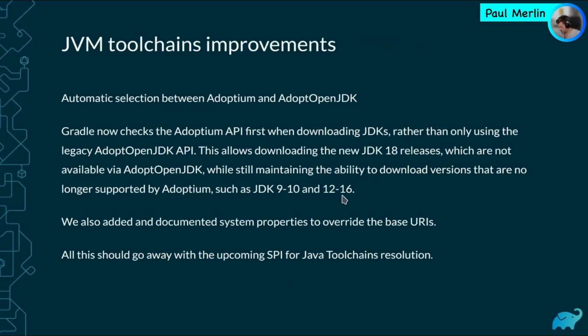So we made some changes to how JVM toolchains are resolved to follow up on the kind of a mess between AdoptOpenJDK and Adoptium. So we now check the Adoptium API first when downloading JDKs and fall back to AdoptOpenJDK if we cannot find a suitable JDK. We also added some system properties so folks can override the base URIs to the services. Anyway, all this should go away soon because we are working on making the resolution of JVM toolchains pluggable. So we will end up removing this from the core.